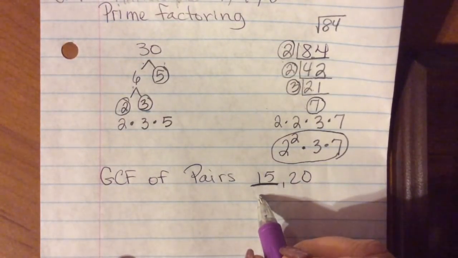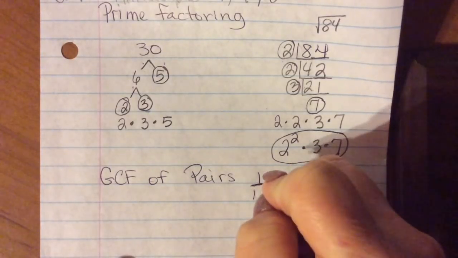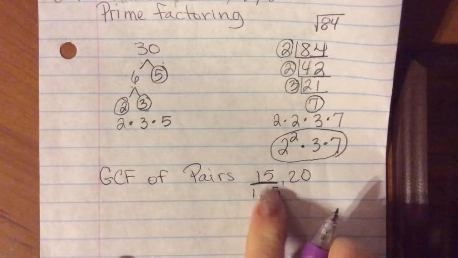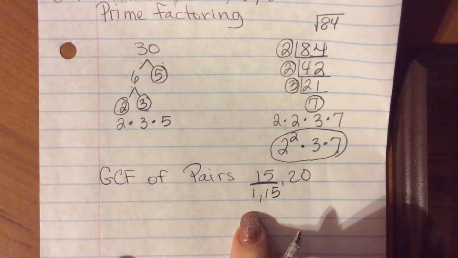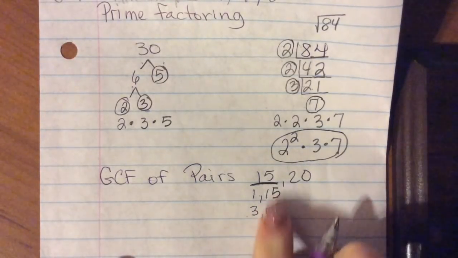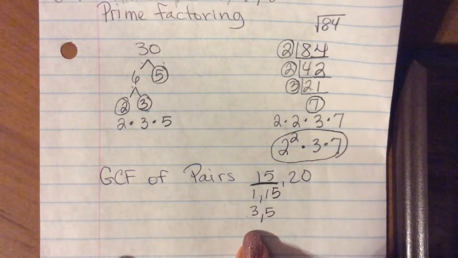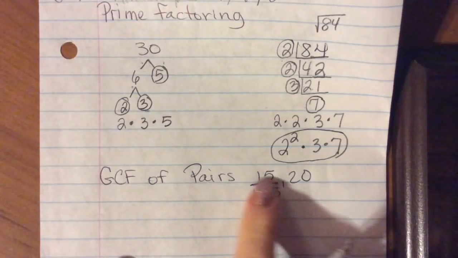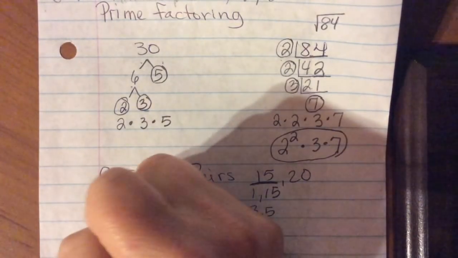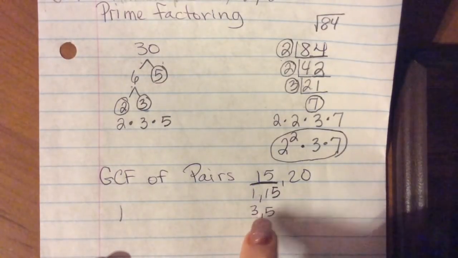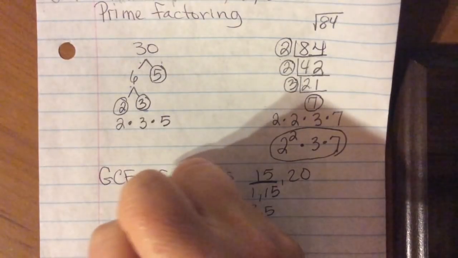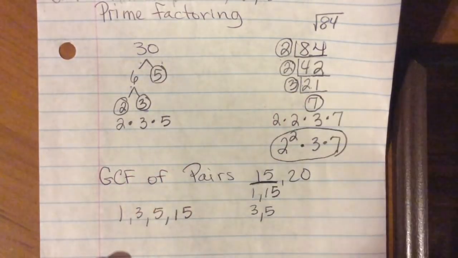So I've got 15, so I know 1 and 15. Then I think 2 will go in. 2 doesn't go in. Okay, so 3. So 3 and 5 make 15. So 3 times 5 is 15. 4, 5. So there is no more. So the factors of 15, and I'm going to list them in order: 1, 3, 5, then 15.